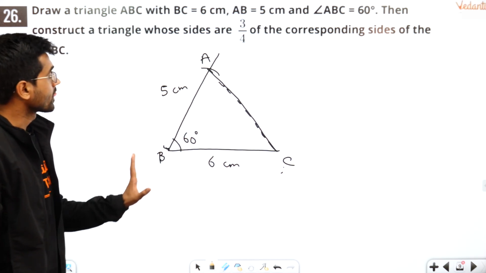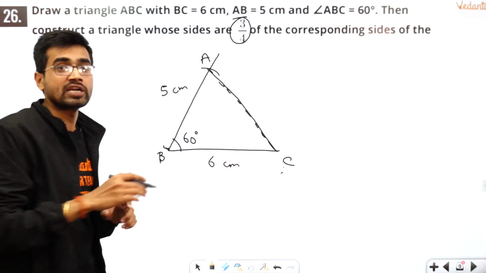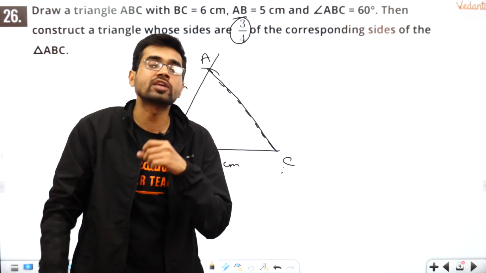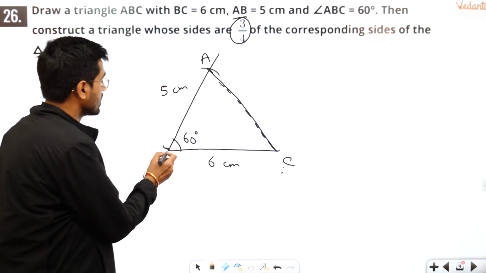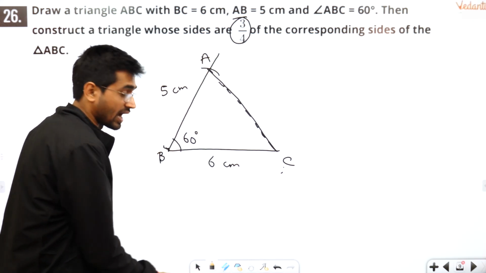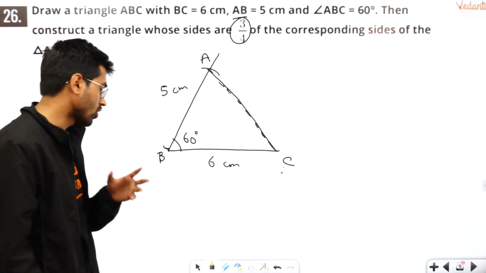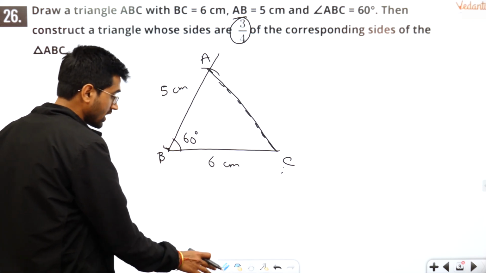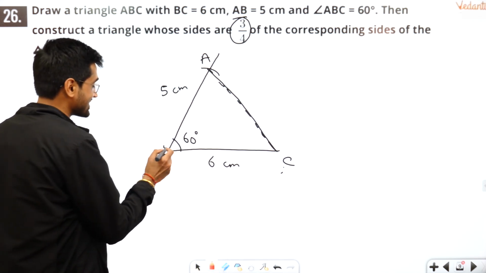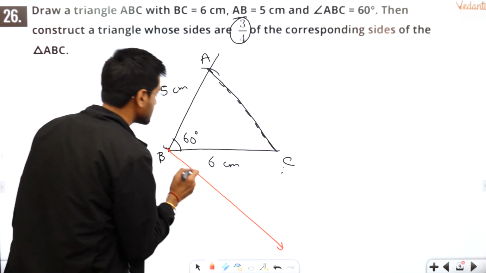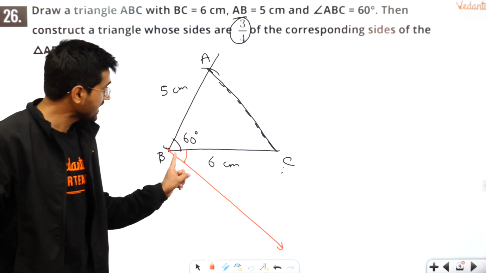Now what do you want? You want to make a triangle whose sides are 3 by 4. It's going to shrink down. I'm telling you the tricks now. First, draw a ray, always at 60 degrees. Remember, you always make it 60 degrees. Do not apply any brain and do not ask me why. I'm teaching you to help you out. Always make 60 degrees. Do not write 60 degrees, but make 60 degrees.